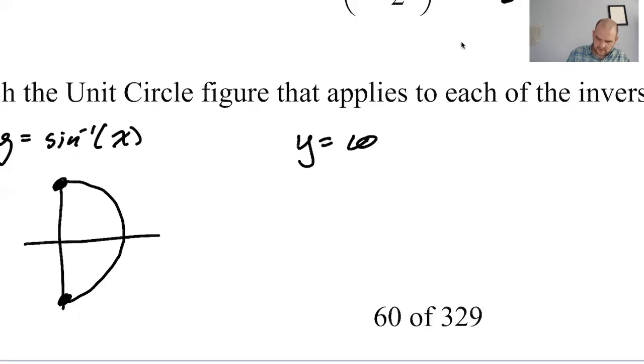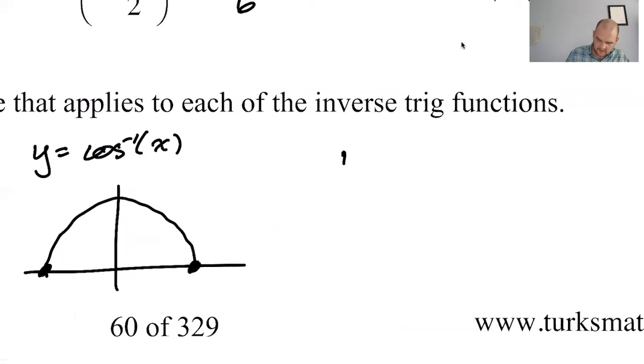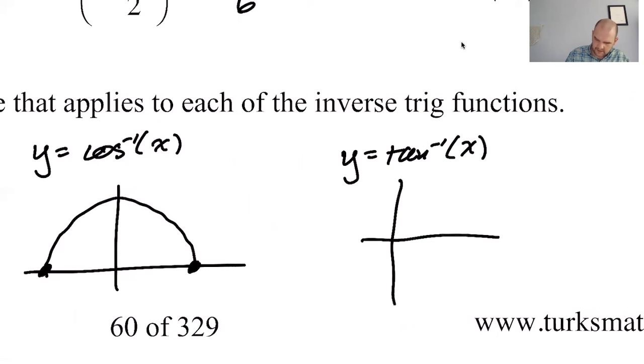Y equals inverse cosine is the top half of the unit circle. Solid, solid, some sort of circular-ish thing. Y equals tan inverse. It's going to be the right-hand side, but you don't count the y-axis.